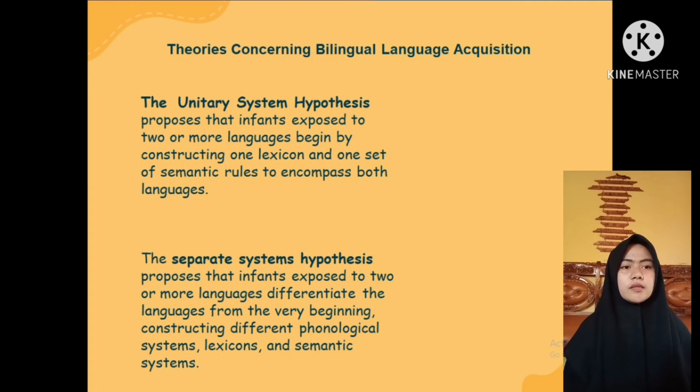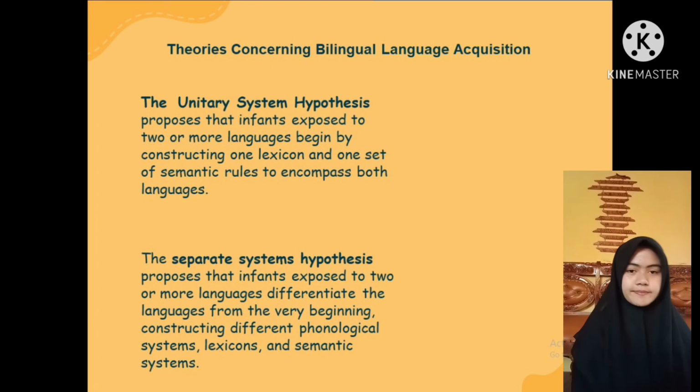The unitary system hypothesis holds that infants who are exposed to two or more languages begin by constructing one lexicon and one set of semantic rules to encompass both languages. Later, they divide the words into separate lexicons for each language, but continue using one set of rules. Around 3 years of age, they develop separate sets of semantic rules. An example of language mixing used to support the unitary system is the 2-year-old French and English child who has an English-speaking babysitter and asks for butter or bread.